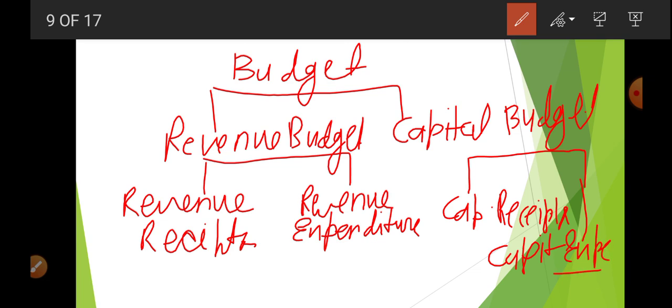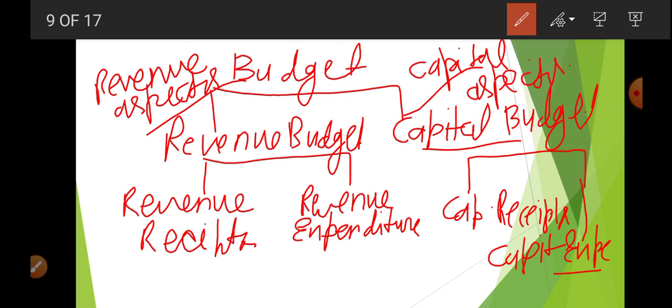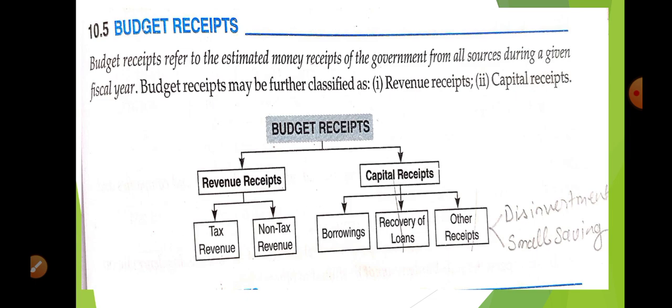Okay, in very short, one is related to the revenue aspect, the other to the capital aspect. What the revenue aspect is and what the capital aspect is, we are going to study in detail, then we will be able to understand. So the revenue budget is related to what? It is related to the revenue aspect of the budget, and the capital budget is related to the capital aspects of the budget.